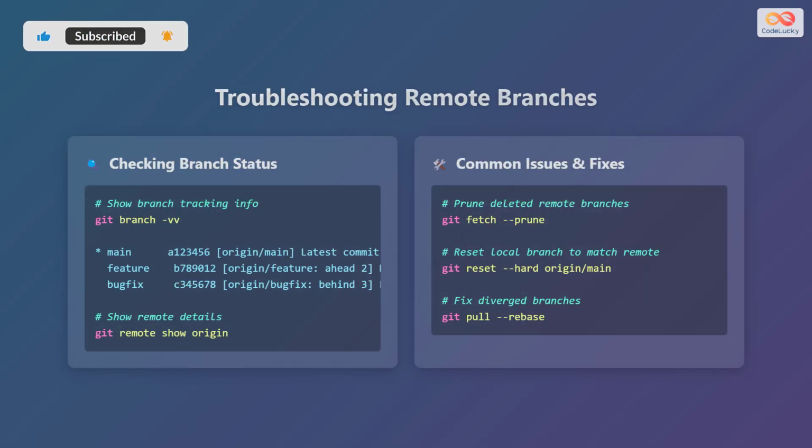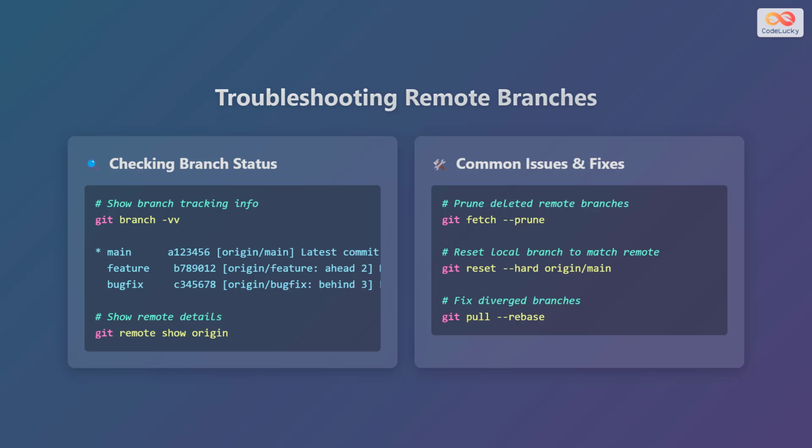Let's address some common issues that you might face when working with remote branches and how to resolve them. First, let's explore how to check branch status. Use git branch -vv to show detailed branch tracking information, including whether your local branch is ahead, behind, or diverged from its remote counterpart. Use git remote show origin to display detailed information about the remote repository.